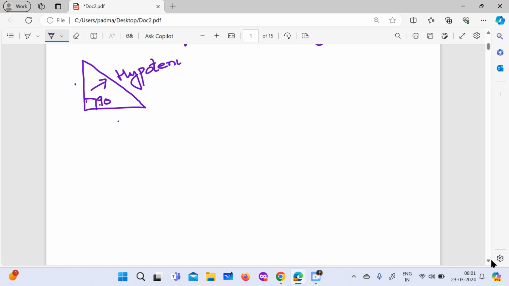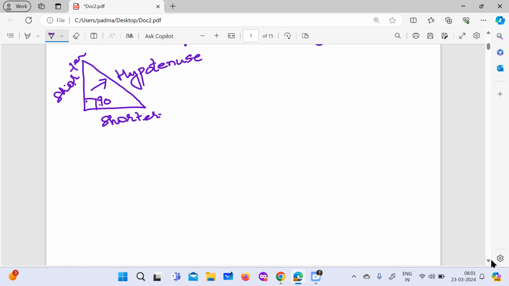Yes, you have to be careful about choosing the right side. We say that this is the longest side, but always make sure that it is opposite to the 90-degree angle, then only we call it the hypotenuse. And these are the two other shorter sides. Okay, so let's take one example of how to find the length of any of the sides.